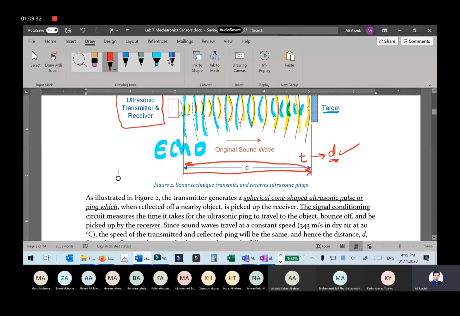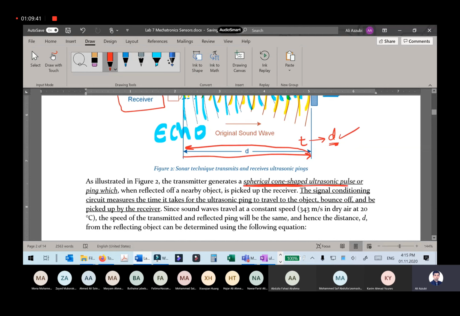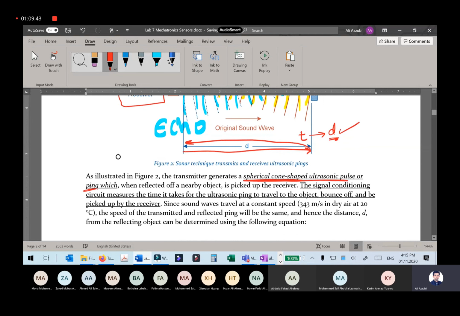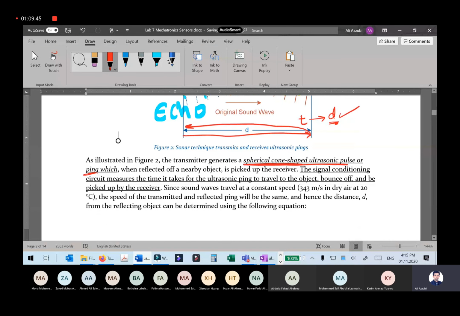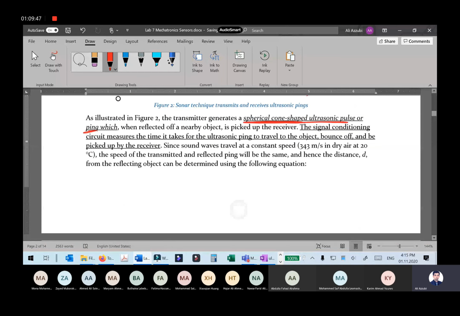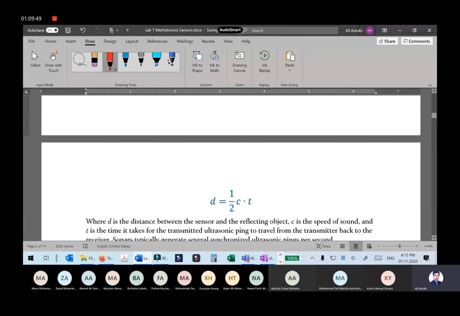Now the shape of this beam is a spherical cone. The ultrasonic pulse is called a pulse or ping. All right, so basically the idea is the following.